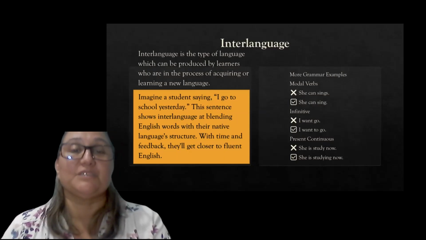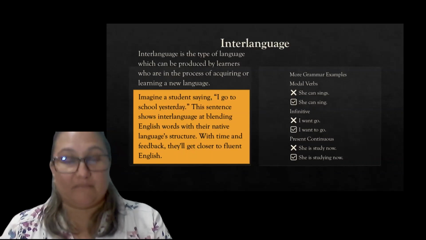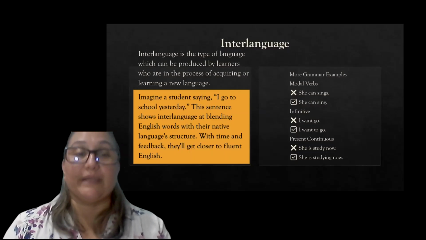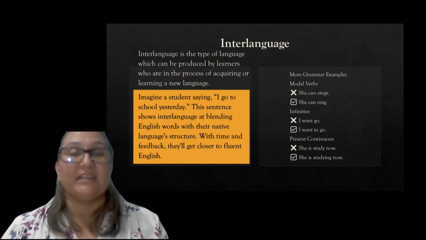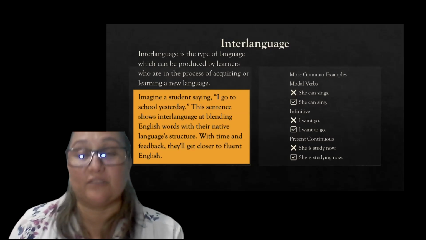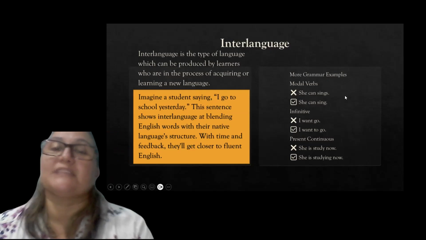So in English we use the verb go in past time. So the right way is "I went to school yesterday." Okay, and with time and feedback, they'll get closer to fluent English. I have some more examples here.